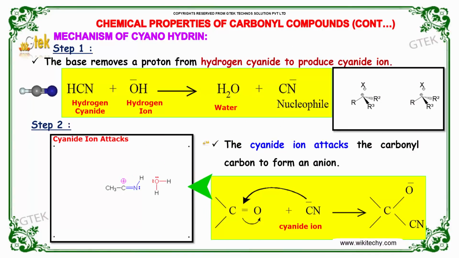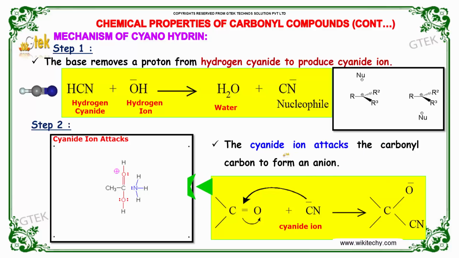Step 1 involves the removal of a proton from hydrogen cyanide by the base to produce cyanide ion. The reaction is as follows. When hydrogen cyanide reacts with the base, it produces water and a nucleophile, that is nothing but CN-. The cyanide ion attacks the carbonyl compound to form an anion, which is step 2.